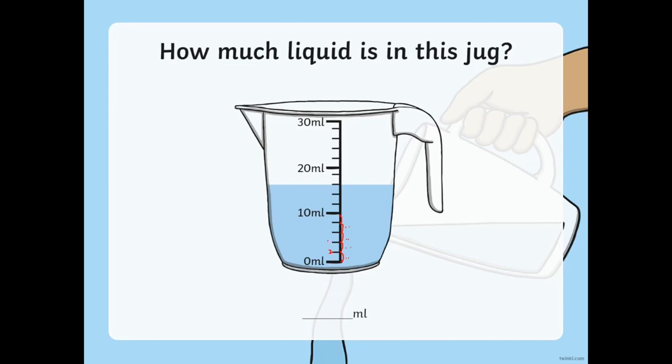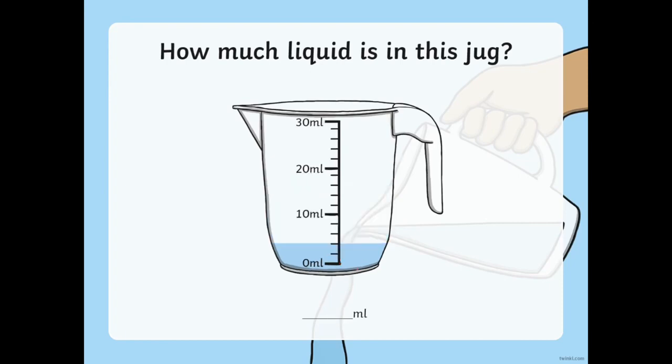So let's see. 2, 4, 6, 8, 10. Yep, we've got it right. 10, 12, 14, 16. We had to count by 2s this time. 16 milliliters is correct. Remember, we're still counting by 2s.